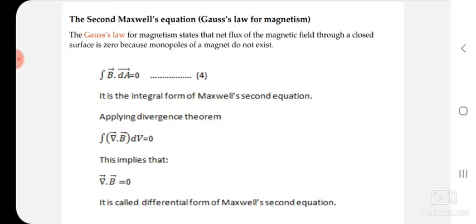With the help of Gauss law for magnetostatics, we are going to derive the second Maxwell's equation. That is, the surface integral of the magnetic field over a closed surface is equal to 0. Integration of B dot dA is equal to 0. It is the integral form of Maxwell's second equation.